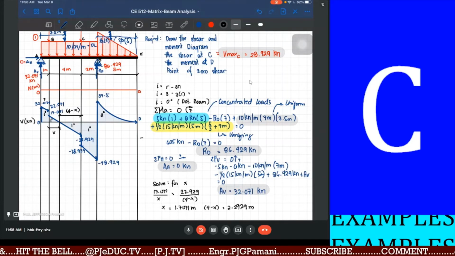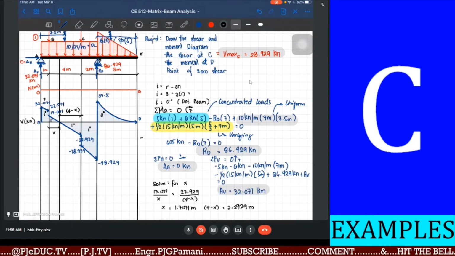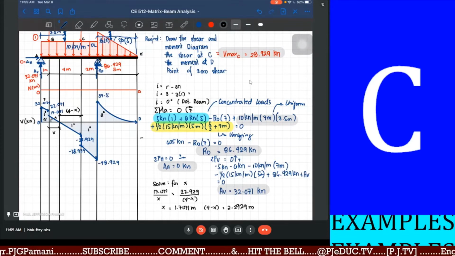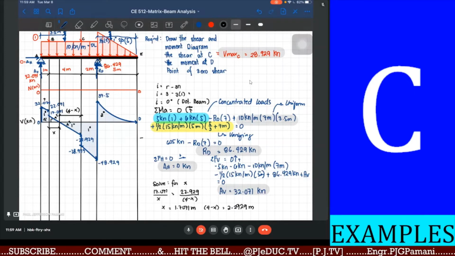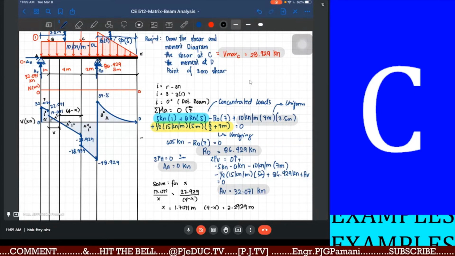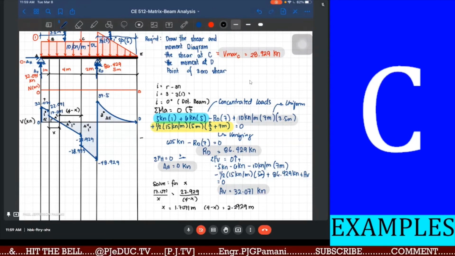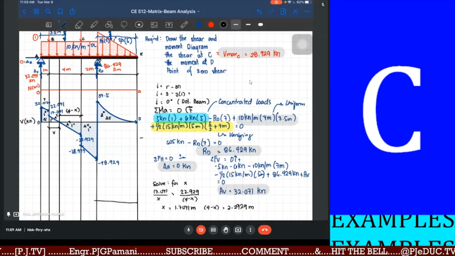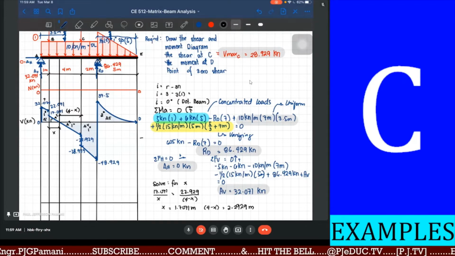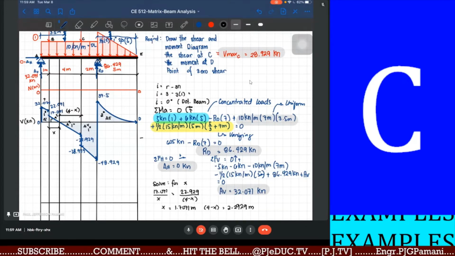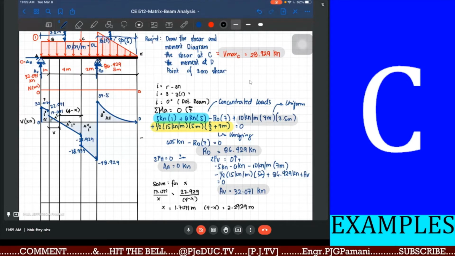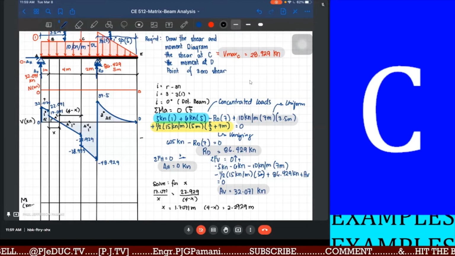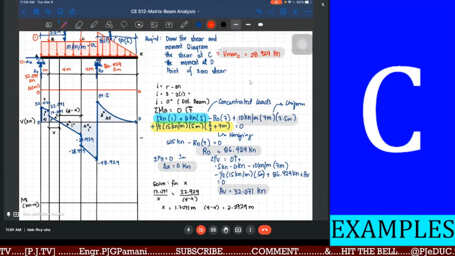So, ilang area yung kailangan nating i-compute dito? We have area 1, area 2, area 3, area 4, and area 5. Okay, we have 5 areas to compute. So, let's start now plotting our moment diagram. Moment diagram, unit ng moment diagram is kilonewton meter. I'll be using this one.